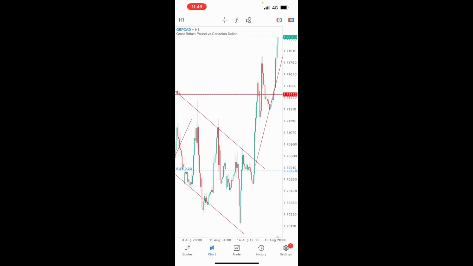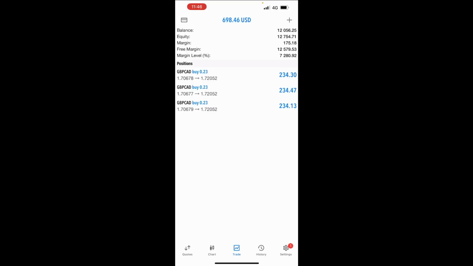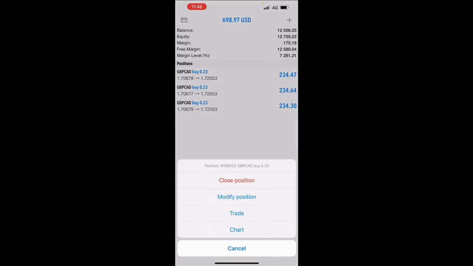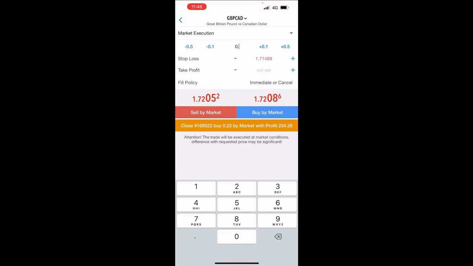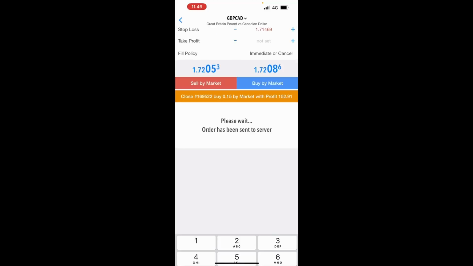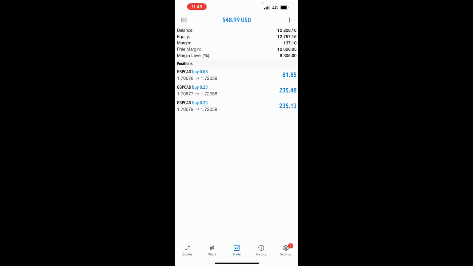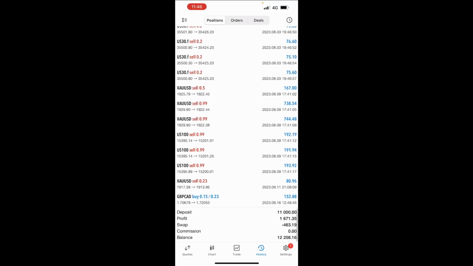Second thing that you can always do, as you can see, I've opened three of the same pairs. I've opened them with 0.23. So what I can do, I can secure some of the profits. I can say close position and decide how much I want to close. So right now I want to close only 0.15. Then I can say close. GBP CAD closed. So I've closed 0.15 out of the 0.23 that I have. So you can always close a portion of what you already have.